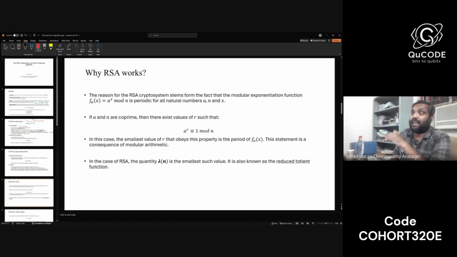So if I were to perform f_a(x), which is given by a to the power x mod n, then for all natural numbers a, n, and x, this is a periodic function. If a and n are co-prime, that is, if GCD of a and n is equal to 1, then there will always exist a natural number r such that a to the power r is congruent to 1 mod n. Essentially, if I calculate a to the power r and divide it by n, it will give a remainder 1. This statement is what is known as Euler's theorem.